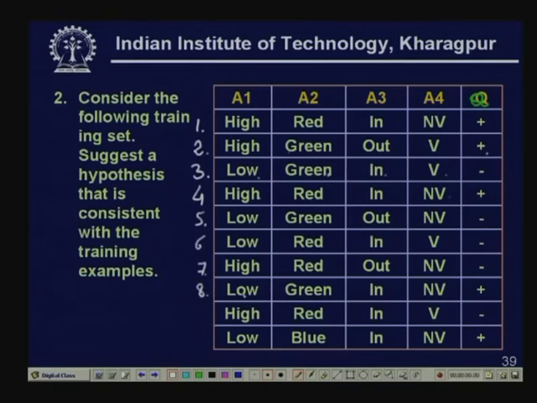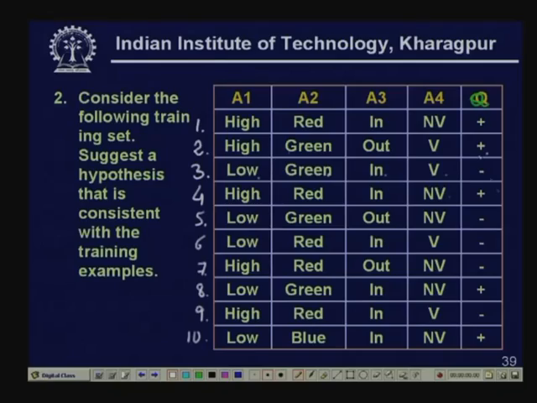Example 8, A1 is low, A2 green, A3 in, A4 envy, Q is positive. Example 9, A1 is high, A2 is red, A3 is in, A4 is V, Q is negative. Example 10, A1 is low, A2 is blue, A3 is in, A4 is envy, and Q is positive.